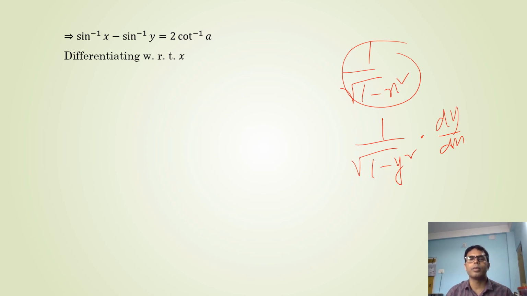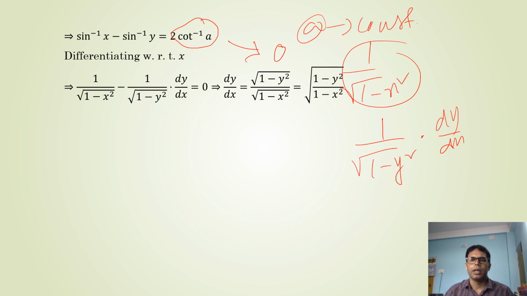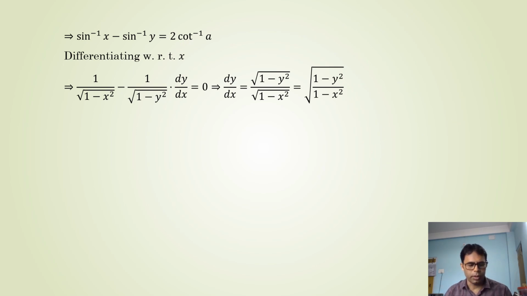And on the right hand side, you observe that 2 is constant and a is also a constant number. So the differentiation on the right hand side is total 0. I have erased a bit. Okay, you see this one: this is the differentiation of sin inverse x, this is the differentiation of sin inverse y, for y it is dy dx, right hand side constant so 0.